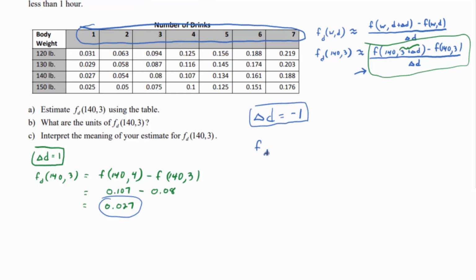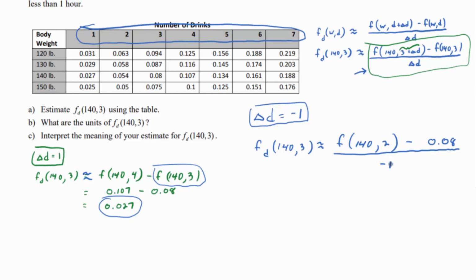So it's still on the left side, we're still estimating, and really it's an estimate, right? The partial with respect to D, when the weight is 140, number of drinks is 3, but if we add in negative 1 here, this first guy becomes F of 140, comma 2, minus F of 140, 3. That's still going to be 0.08, right? This guy. And then all over, this time I'll put it in, delta D is negative 1. Everybody okay with that? Okay, what is F, according to the chart, what is F of 140, 2?